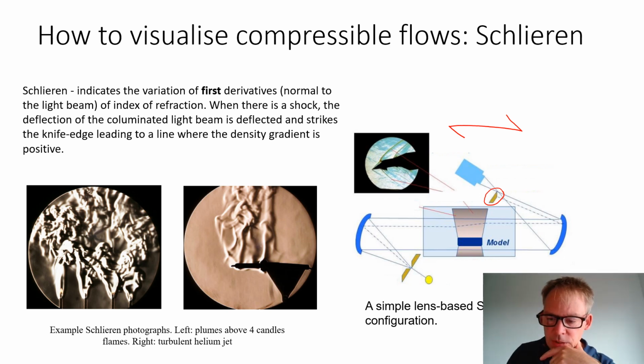The benefit of this is that you can do a quantitative analysis on it, and you can reconstruct the integrated, because it is integrated, density field in this particular case. It requires quite a lot of careful calibration, but it's nevertheless useful. So on the left hand side is four candles, right hand side is a helium jet. I don't know what the configuration is in this particular case, but you can see the candles on the left.